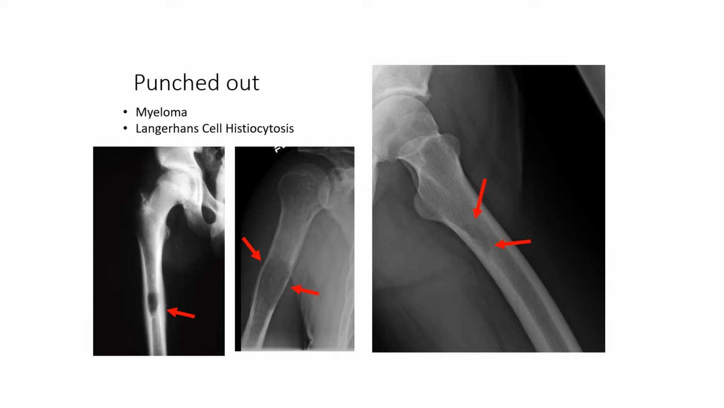The term punched out for the cortex is referring to myeloma or Langerhans cell histiocytosis. We've discussed that one clue that's helpful in determining this is the skeletal maturity of the patient. A skeletally immature patient typically has a Langerhans cell histiocytosis, seen on the far left in the skeletally immature patient. In the middle and to the far right, we see a punched out lesion in a skeletally mature patient, more likely to be myeloma.